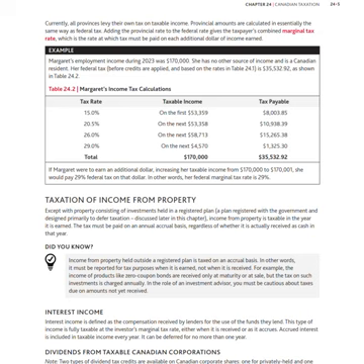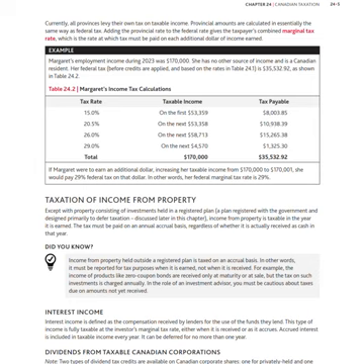Provincial amounts are calculated in essentially the same way as federal tax. Adding the provincial rate to the federal rate gives the taxpayer's combined marginal tax rate, which is the rate at which tax must be paid on each additional dollar of income earned.